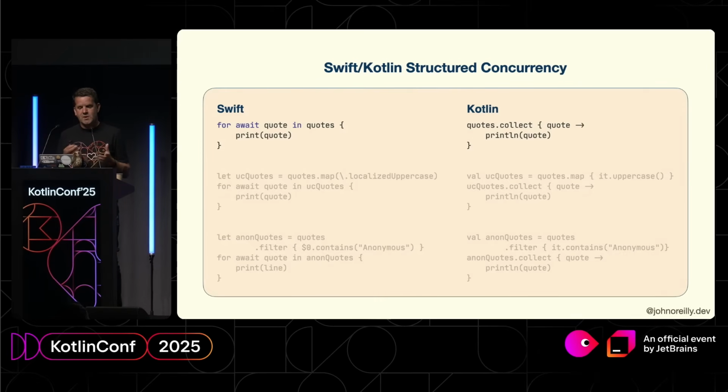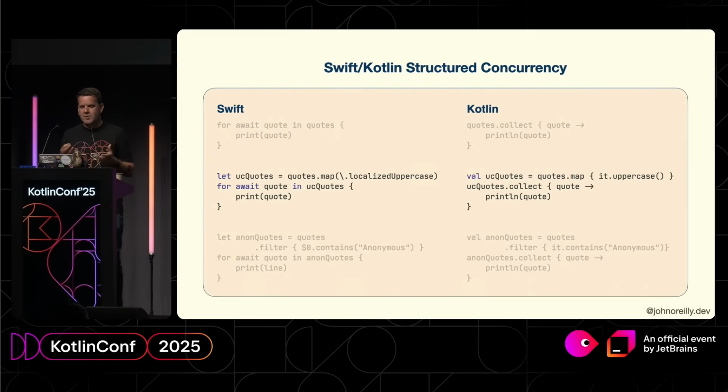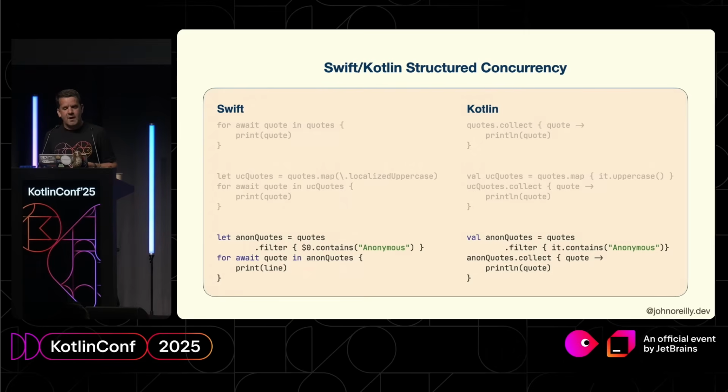And showing examples of async sequence in Swift and flow in Kotlin. We use for await in Swift to iterate over the values, and use collect in Kotlin to do the same thing. And then also a few examples of some of the operators supported. Firstly, using map in both Kotlin and Swift to convert each value to its uppercase version, and again iterating over the results. And then filter to, for example, filter on a particular string, again in a very similar manner.